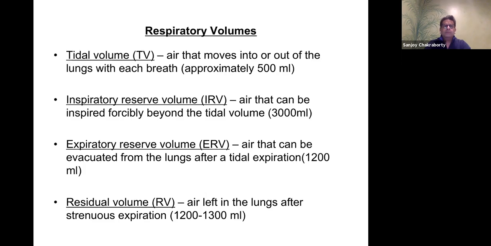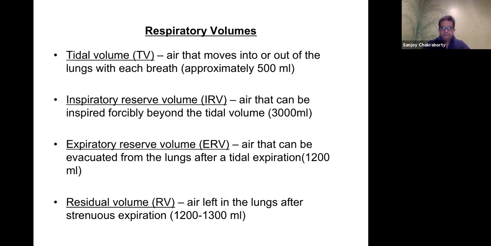So respiratory volumes, this is the part you have to practice a little bit later on, and you have to write down those things later on. These are different amounts of volume. Some of them are clinically used. But what does that mean?